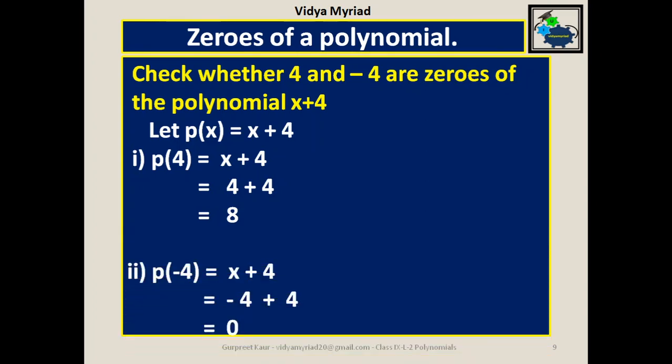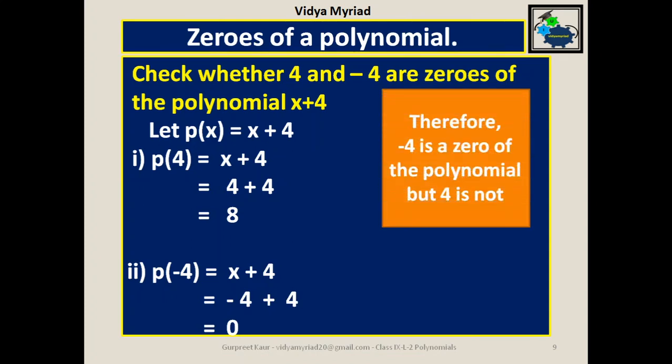But when I put minus 4 in the expression, I get 0 as my answer, which means minus 4 is a zero of the polynomial. So at the end, I will write down, therefore, minus 4 is the zero of the polynomial, but 4 is not a zero of the polynomial.